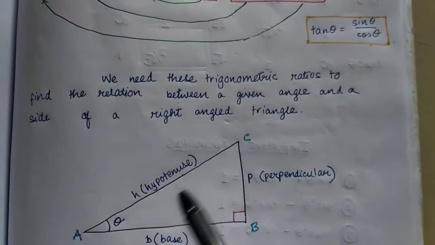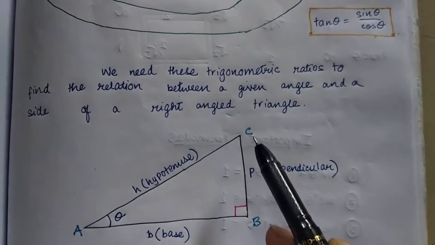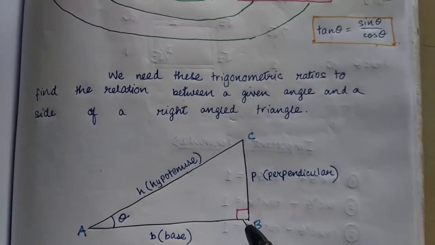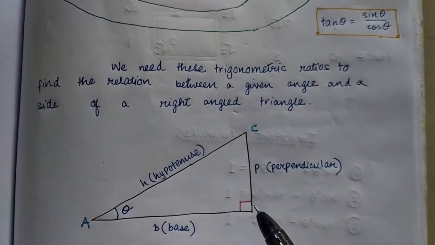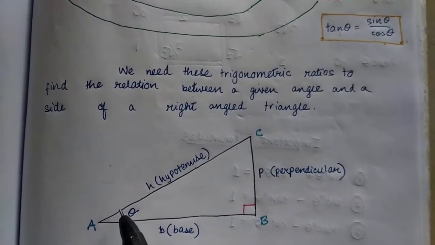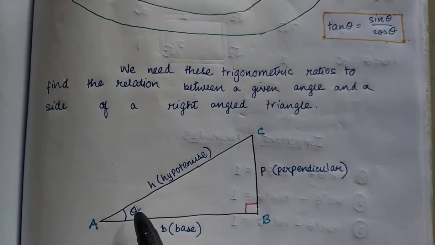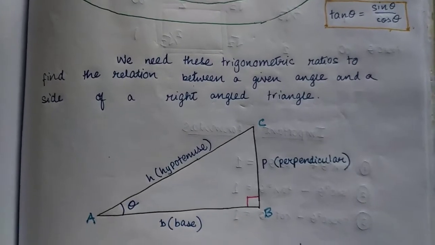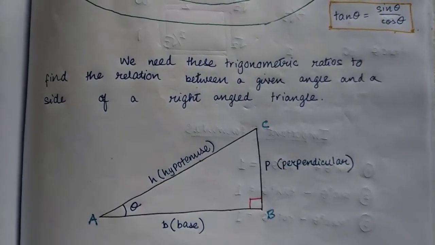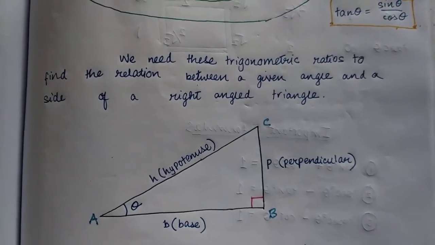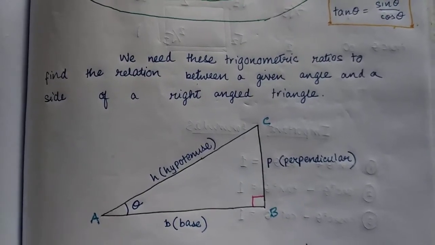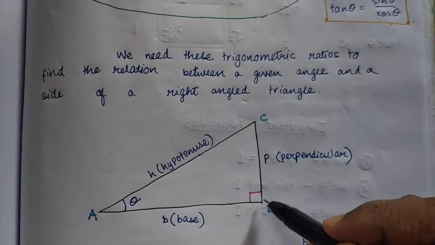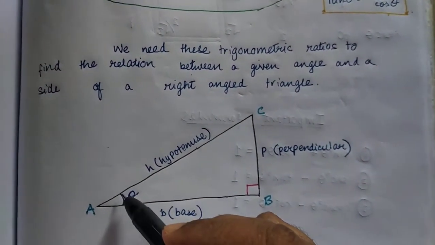So this is a right angle triangle. As you can see, the angle B is of 90 degrees, and the angle A is a given angle, and we have assumed it as theta. So you have to learn which side is called the perpendicular and which side is called the base first. So the perpendicular side is always opposite to the given angle.